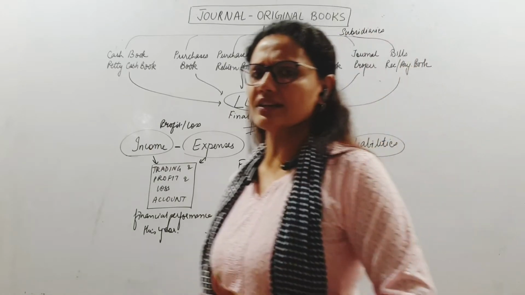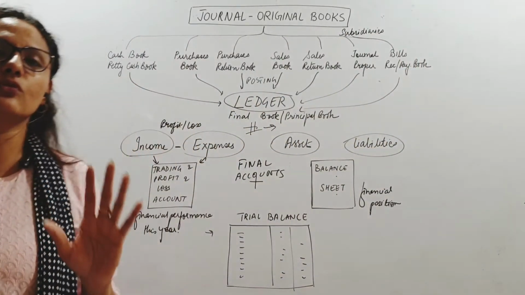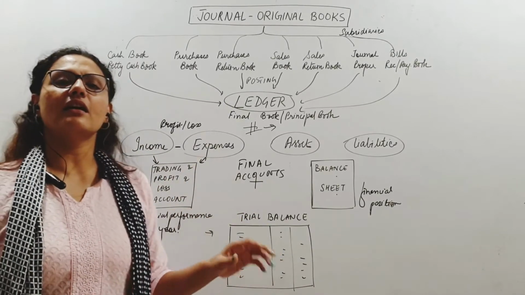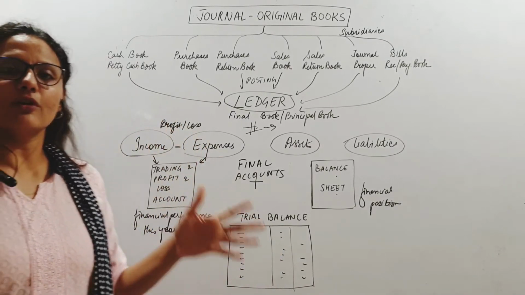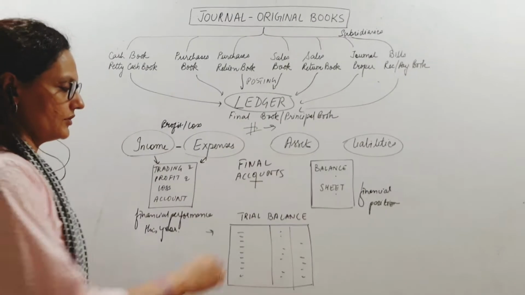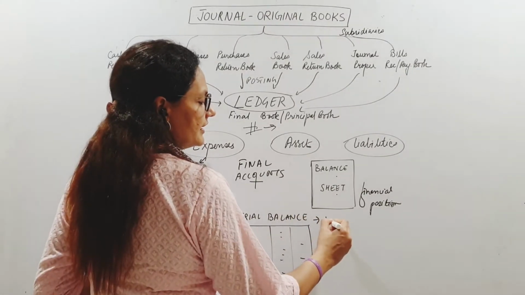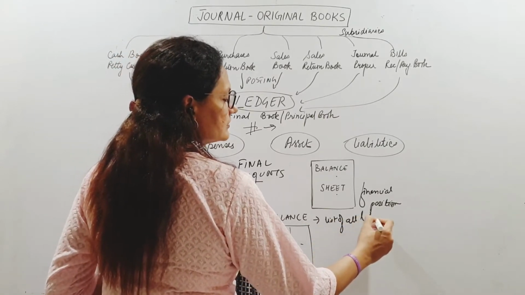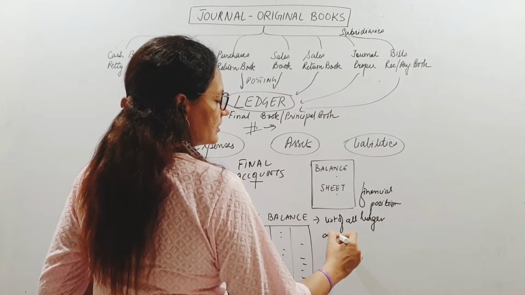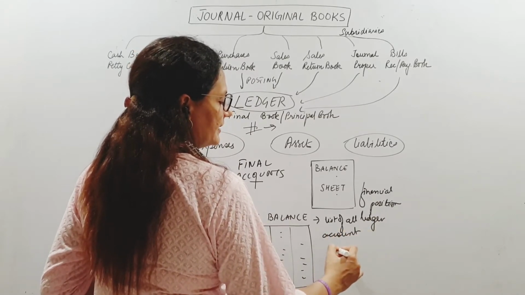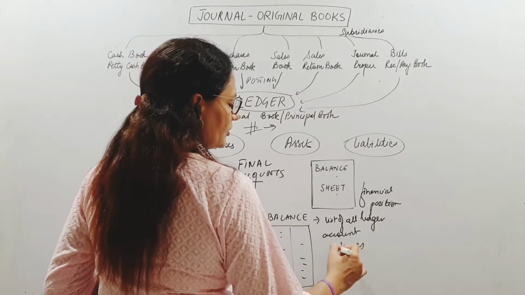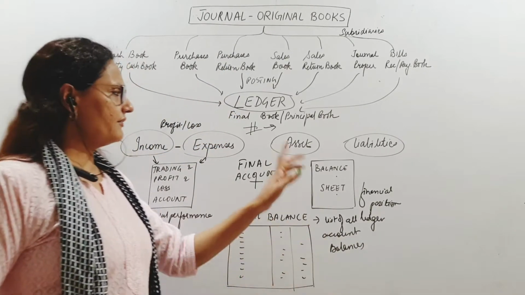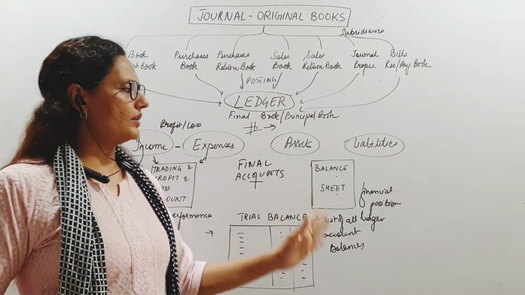Alright? It is just a list. It is no account, no journal, no ledger, nothing. It's just a list of all the ledger account balances. Okay, so what is this trial balance? It's a kind of statement, a list of all ledger account balances on a particular date, usually at the end of the year. So we will list out everything, all incomes, all expenses, all liabilities and assets.